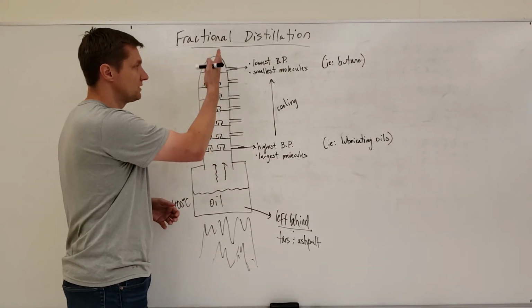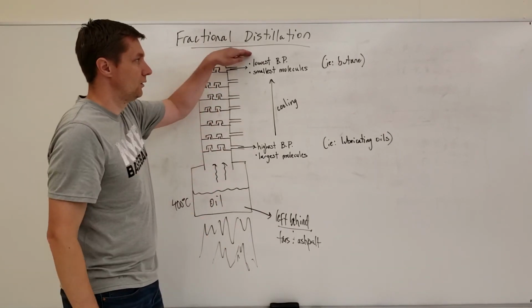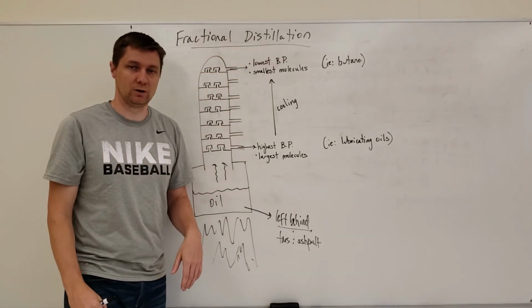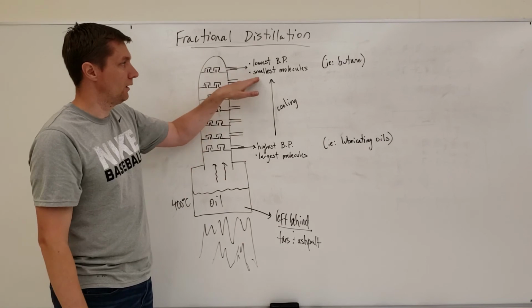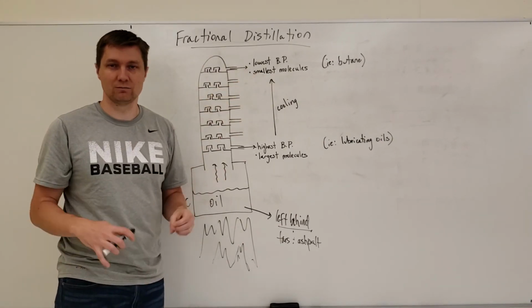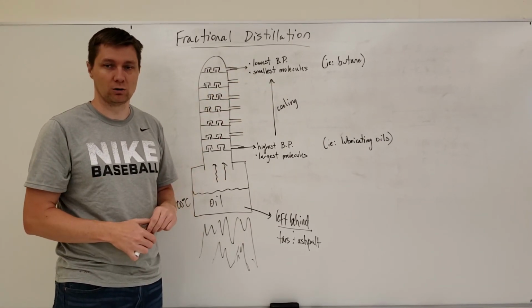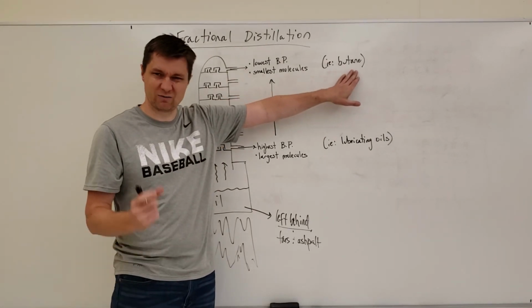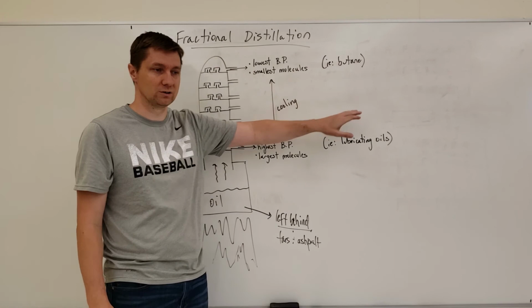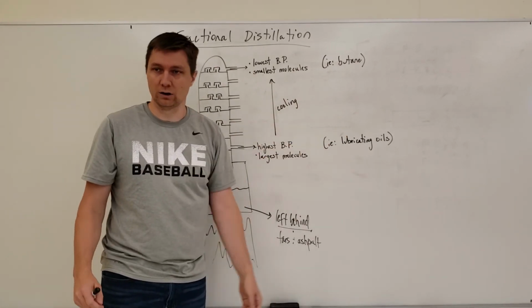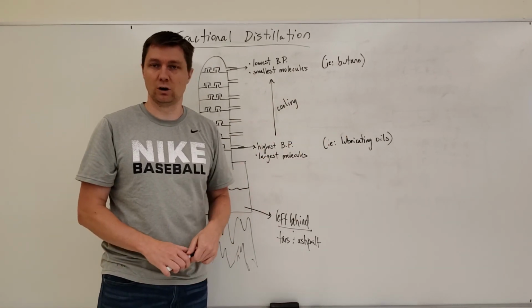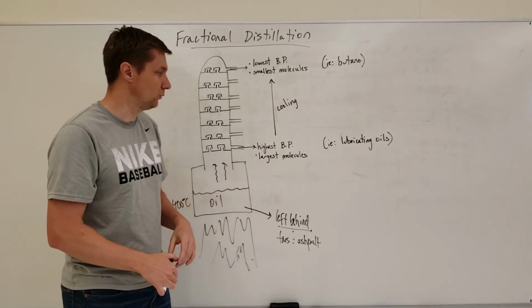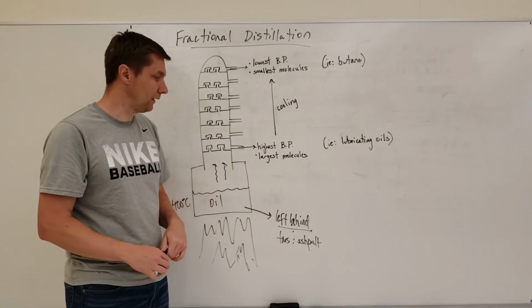As we climb up the tower, at the very top, the ones with the lowest boiling points are going to be the ones that come out near the top. Those will be basically mostly the smaller molecules in crude oil. So, for examples, butane is a fairly small molecule, it's only 4 carbons long. And then lubricating oils, somewhere between maybe 12 to 18 carbons long, would come out closer to the bottom.